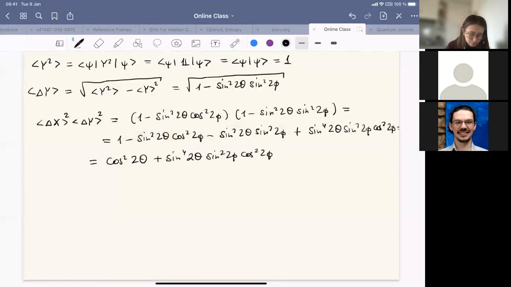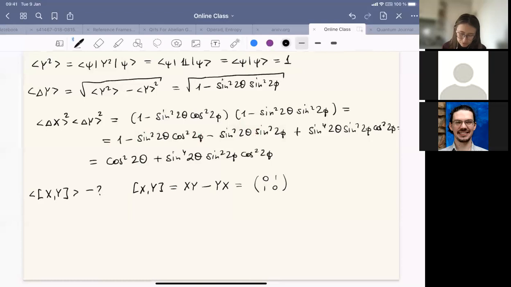Okay, now let us compare this expression to the average of the commutator of xy. Let me maybe compute just for now the commutator of xy. So the commutator of xy would give us xy minus yx. This would be the matrix 0, 1, 1, 0 times 0, minus i, i, 0, minus 0, minus i, i, 0 times 0, 1, 1, 0.